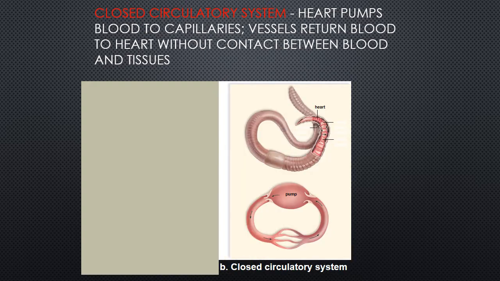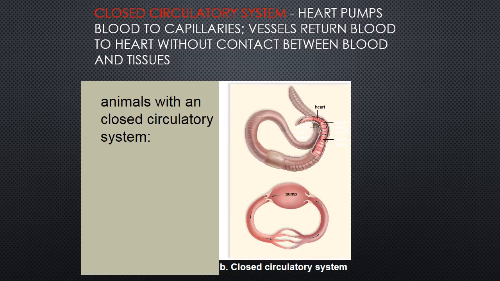The closed circulatory system, the heart pumps blood to the capillaries, and then the vessels return the blood to the heart without contact between the blood and the tissues specifically. It's the contact between the capillaries and the tissues, and then the exchange occurs across there. So our animals with a closed circulatory system are our annelids, like our earthworm, our cephalopods, and our vertebrates.